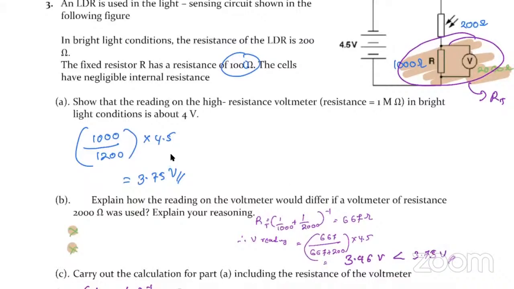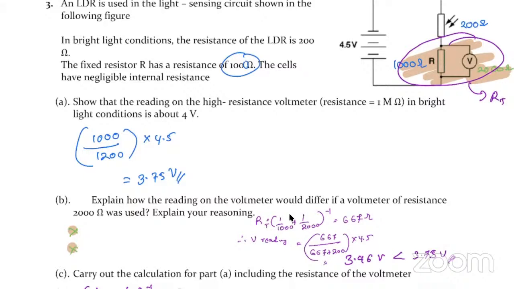See how I do it: I just take the addition and I take the ratio. For the explanation, you can write that the parallel resistance is less than 1000 ohms, therefore the potential difference across R is less than 3.75. You can support it with the calculation.